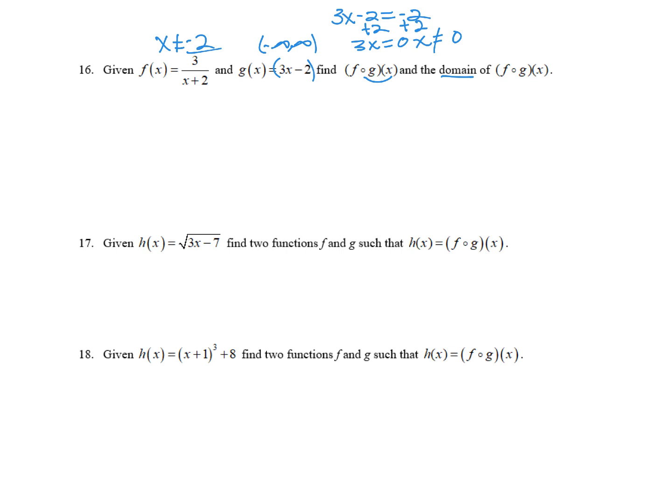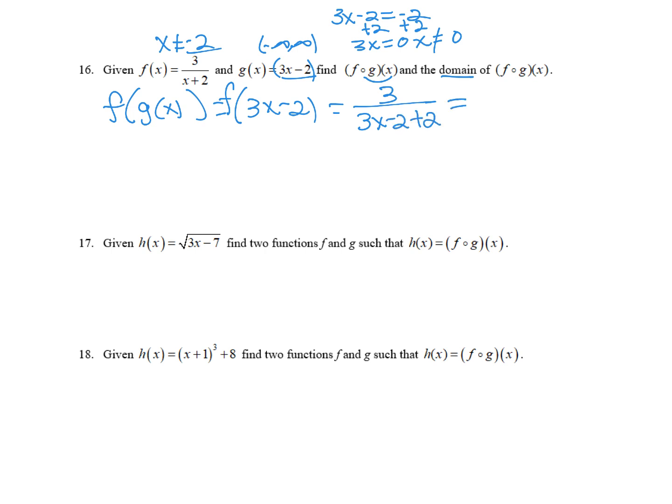composition. Now, I also want to show you how to figure that out without having to do these steps in advance. So let's look at the composition. If I'm doing the composition of f of g of x, meaning I'm going to take the g function, 3x minus 2, plug it into the f function. So that means I'm going to do 3 over 3x minus 2 plus 2. Well, minus 2 plus 2 gives me 0, so 3 over 3x, and then 3 over 3x reduces to 1 over x. So my composite function is 1 over x.